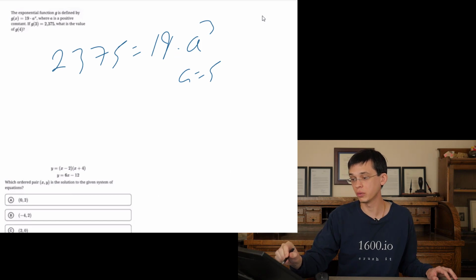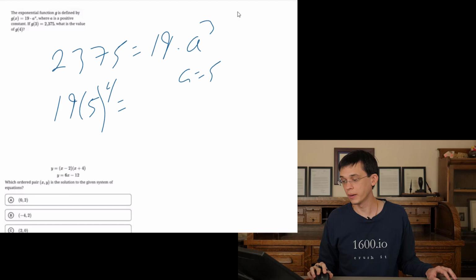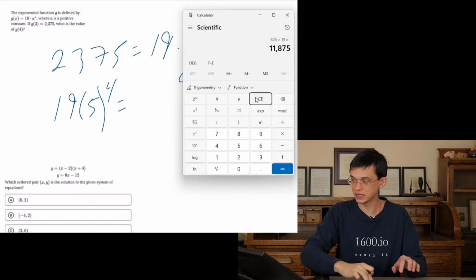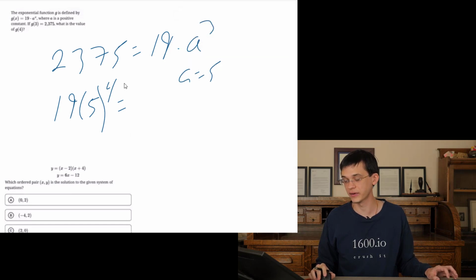So that means we can find the value of G of 4. 19 times, we know a is 5, to the 4th power. 5 to the 4th power is 625. 625 times 19 is 11,875. That's the value of G of 4.